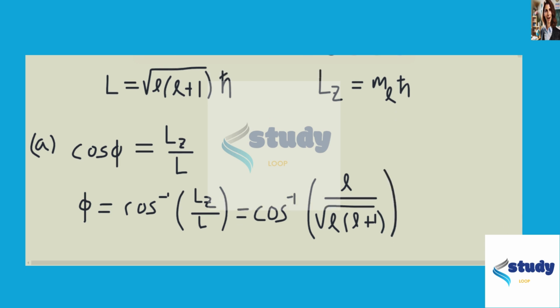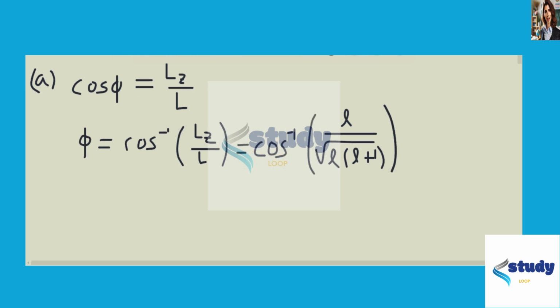So the maximum value that l can be is n minus 1. That's the maximum value of l. So let's replace l with n minus 1. Its maximum value gives phi equals the inverse cosine of n minus 1 divided by the root of n minus 1 times n minus 1 plus 1. So this would be n minus 1 multiplied by n minus 1 plus 1, which is just n, so n times n. That's what we were asked to show. So there's our solution.